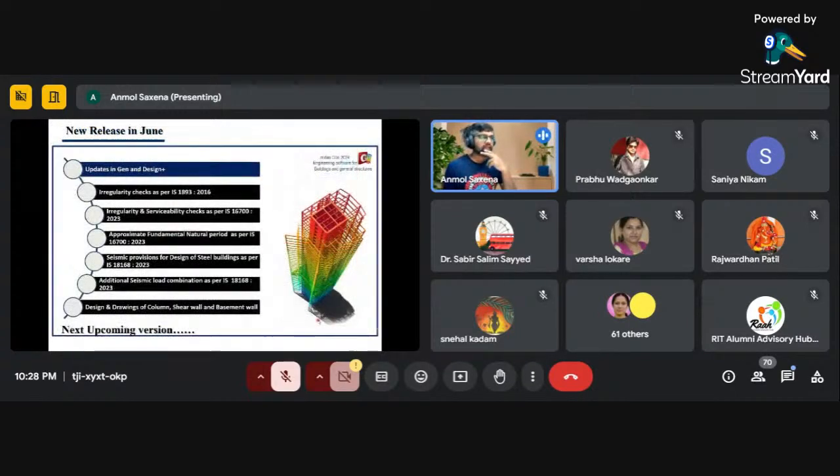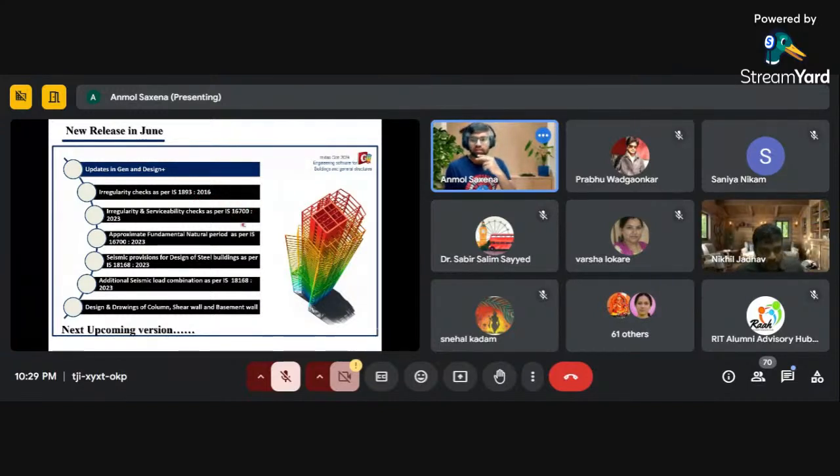Okay, and in the month of June we have recently implemented this many updates for the Indian users specifically. Various types of irregularity checks as per 1893 and 16700 have been implemented, and then various updates in IS 18168, the ductile detailing code for the steel. In the upcoming version we are going to implement the new code, which is the new IS 1893, which is in the draft position right now, but we will implement that as soon as the final version has been released, and many more updates for the Indian users are going to be updated as soon as possible.